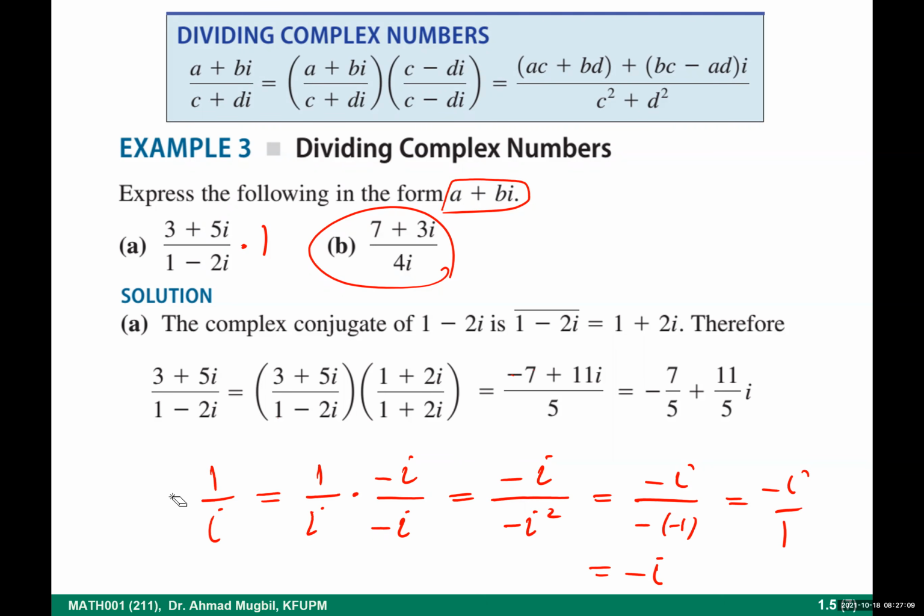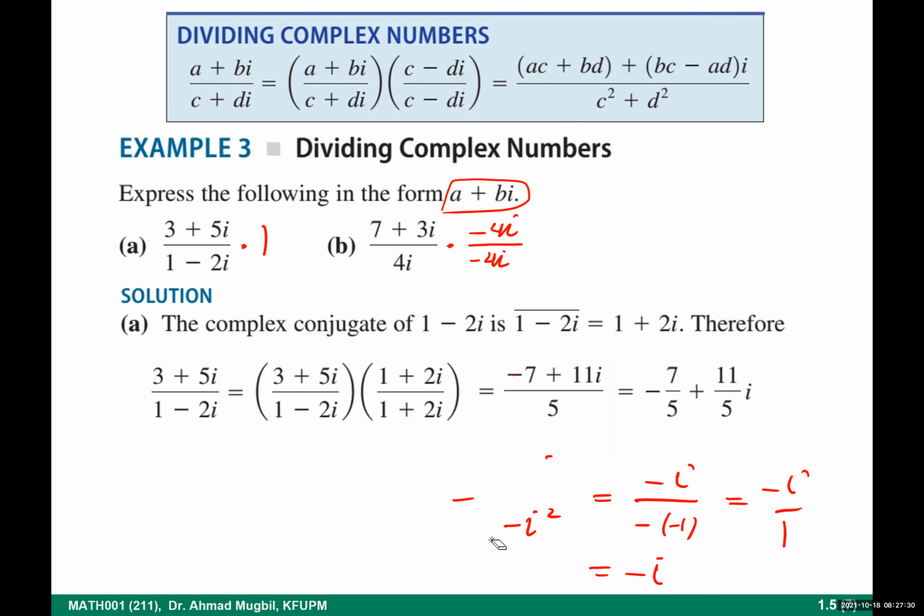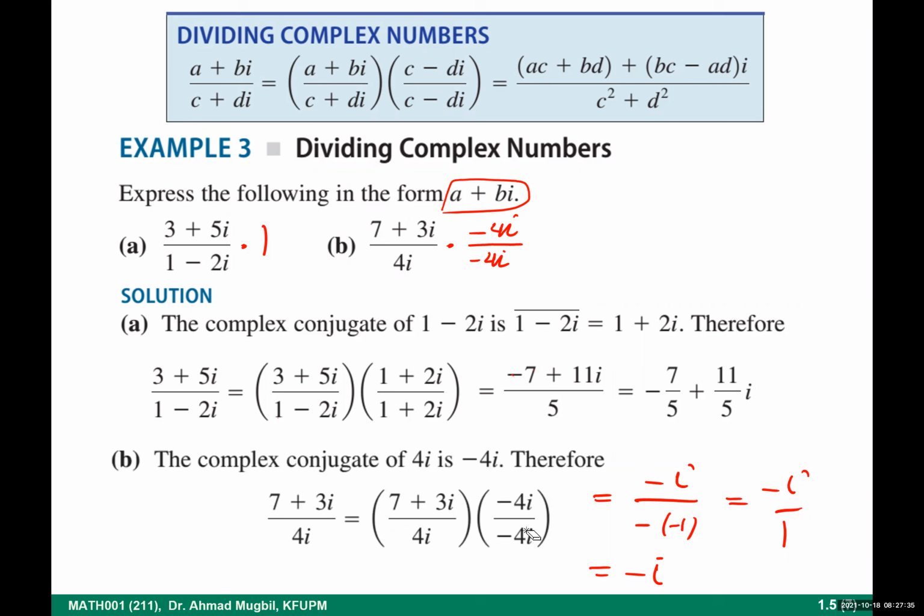So now we will use the same idea here. Look, how to divide this number by this number. What will we do? We will multiply by one, but not any one, by negative 4i over negative 4i, and it works the same. What will we have in the denominator? 16. Come on, guys.